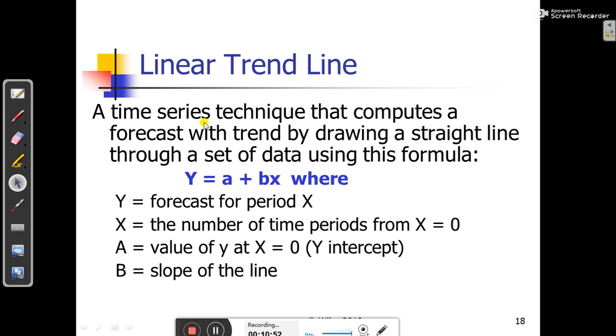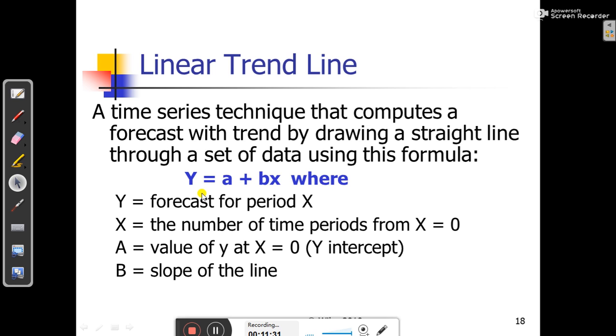Linear trend line, a time series technique that computes a forecast with trend by drawing a straight line through a set of data using this formula. Obviously this is the equation of a line, where y is the forecast for period x. X is the number of time periods from x equal to 0. A is the value of y at x equal to 0, that is the y intercept. B is the slope of the line. This is a simple equation of a line.